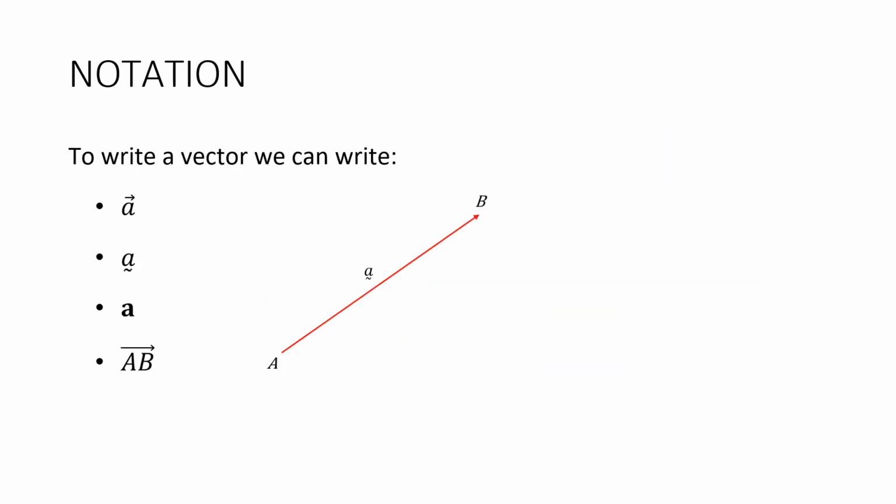Now there's loads of ways that vectors are written, and there can be some conflicting notation. So you will see a letter with an arrow on top, a letter with a tilde underneath. This is the one I tend to use. A bolded letter, or we can give the endpoints with an arrow on top.